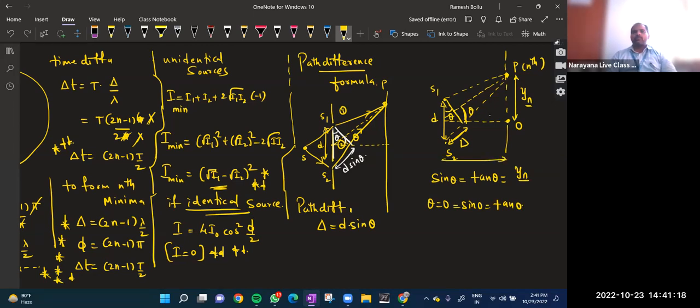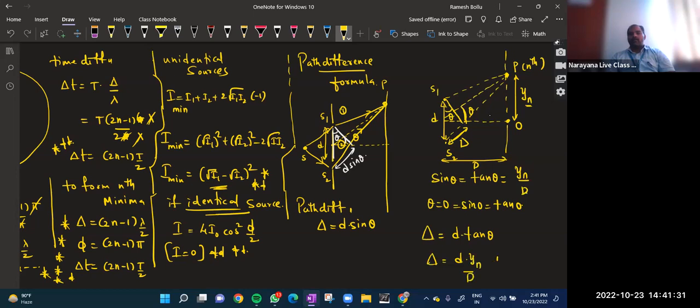Capital D. So substitute the path difference between the two light waves: d into tan theta. So the path difference formula is d into tan theta, which is d yn by capital D. It is also a very, very important formula, students. I am requesting all to remember it in your photographic memory. Direct questions will come.